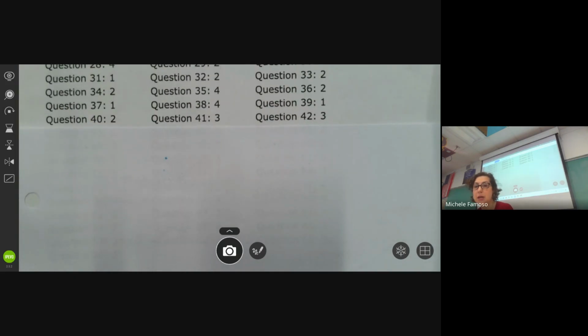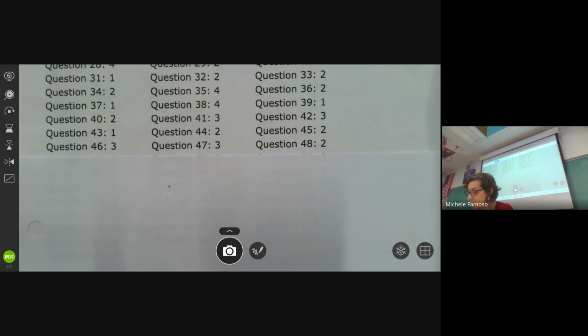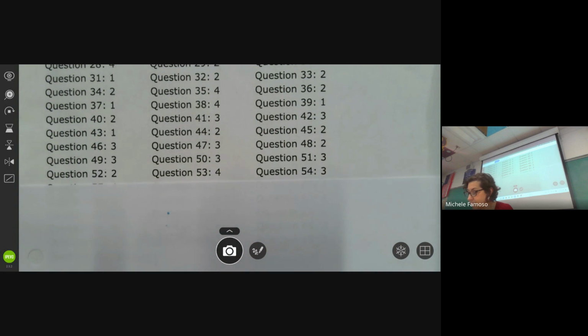41 is 3. 42 is 3. 43 is 1. 44 is 2. 45 is 2. 46 is 3. 47 is 3. 48 is 2. 49 is 3. 50 is 3. 51 is 3.